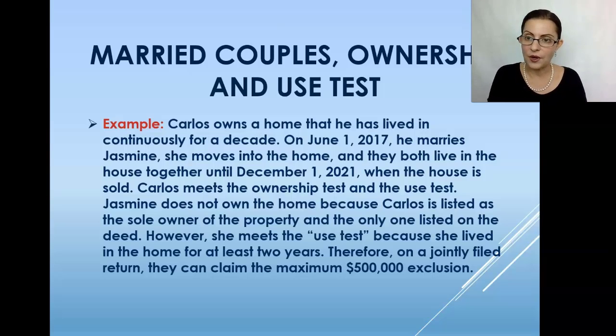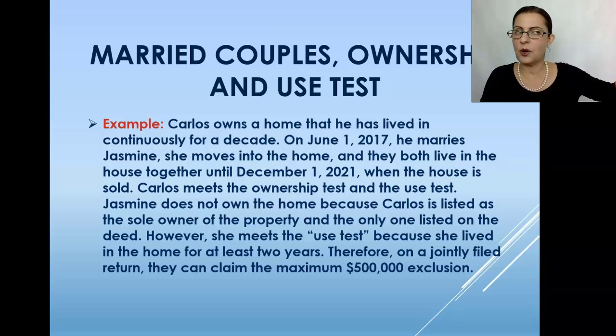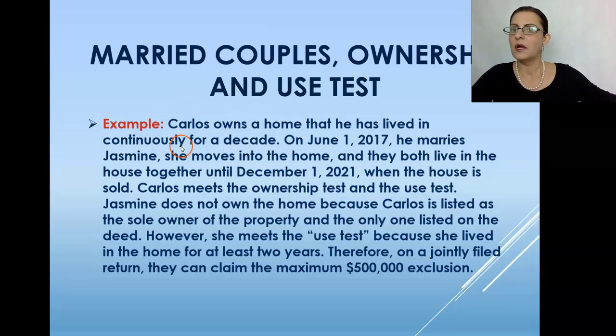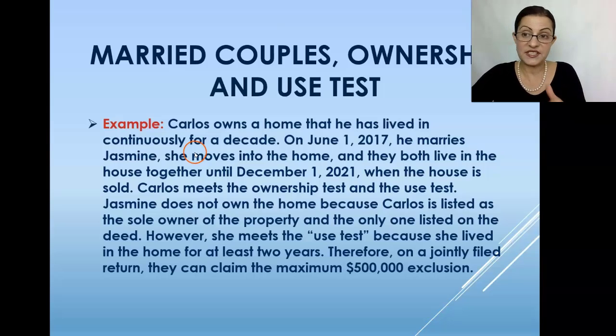So he's the only owner, but Jasmine is his wife, and they both have lived in the home at least 2 years. He's owned it and lived in it for more than 10 years, as it says in the example, because he owned it and lived in the home when he met her. And then he married her and she moves in, but she's never added to the deed. But she doesn't have to be. As long as they agree to file jointly, they can still exclude up to $500,000 of the gain.